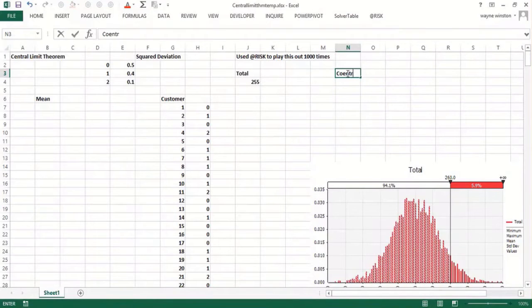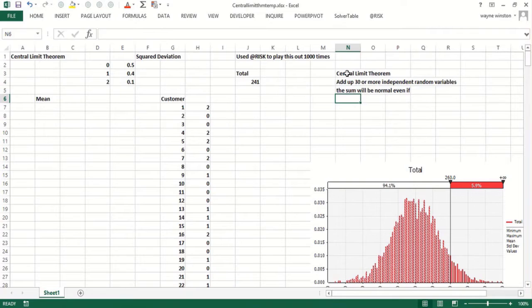In this video, we'll explain why the normal random variable appears a lot in the real world. And the answer is the central limit theorem. What the central limit theorem says is, if you add up many, let's say 30 or more, independent random variables, in other words, the random variables have no effect on each other, the sum will be normal even if the individual random variables are not normal.